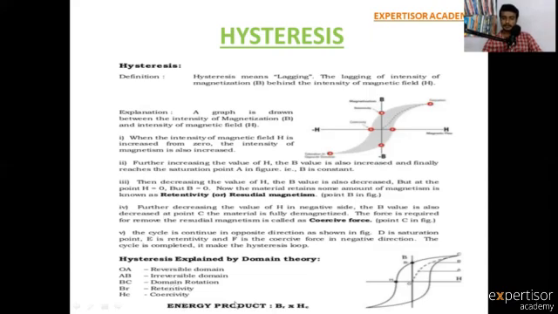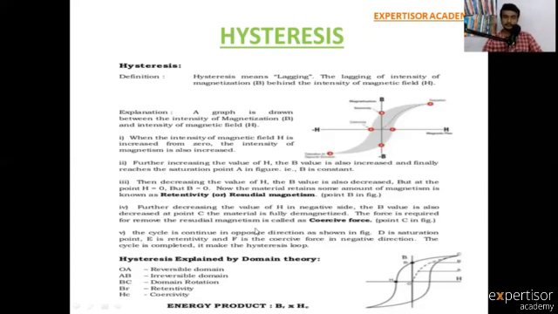Energy product. See the energy product here: BR into HC. BR is the retentivity, the distance from this point to this point, and HC is the coercivity. So this is the hysteresis.